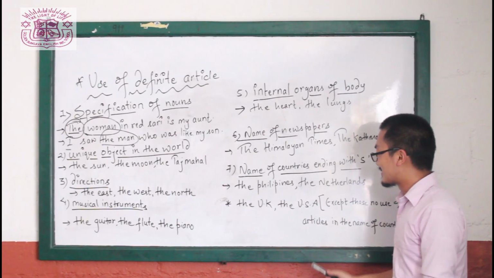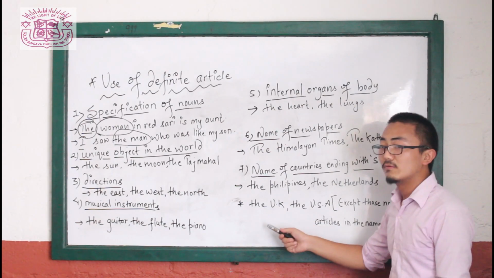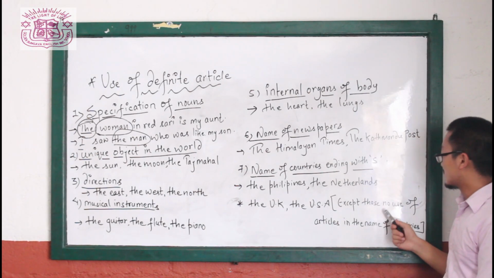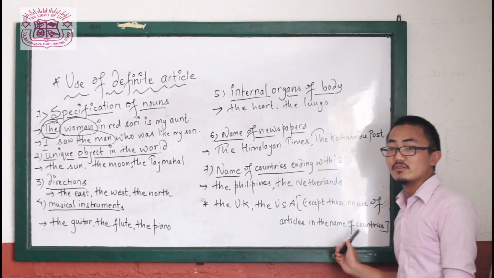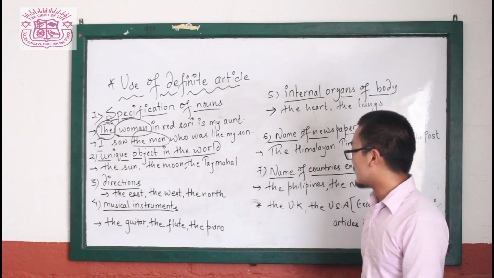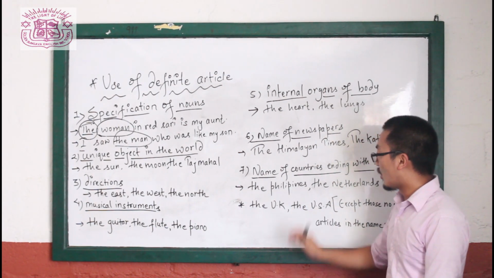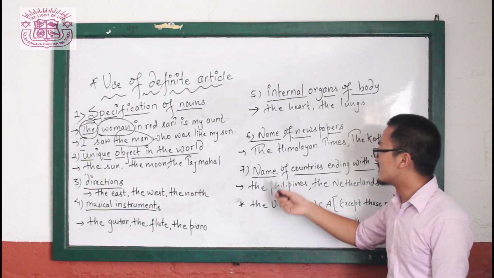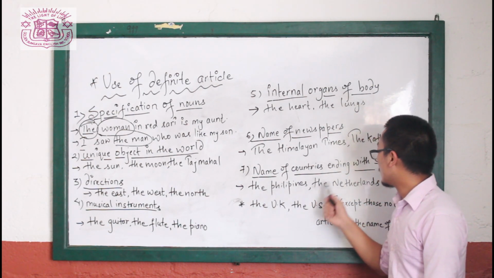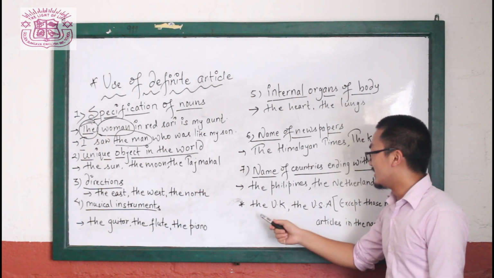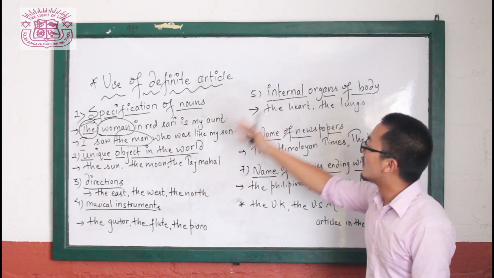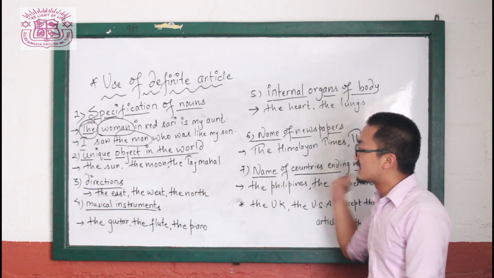And similarly there are some other countries where we have to use the. For example, we generally say the UK, the USA, but except those, there is no use of articles in the names of countries. For example, we don't say the Nepal, we don't say the India. So the is used only for those countries which I have mentioned on this board. It is used for countries which end with S, or it is used in the UK or in the USA.